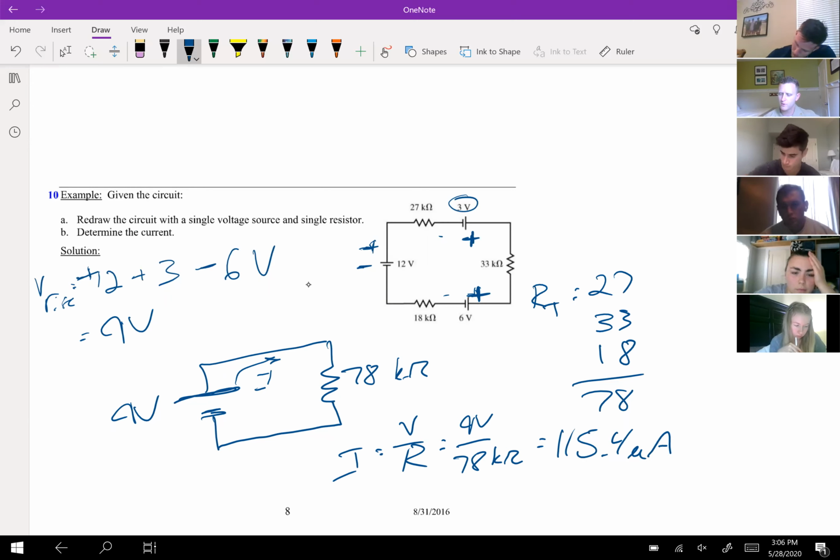And your I should come out to 115.4 microamps. Micro is the Greek symbol mu. I'll draw it over here. Mu, and it's kind of like a cursive looking U. If you just draw a cursive looking lowercase U, then that is the Greek symbol mu.